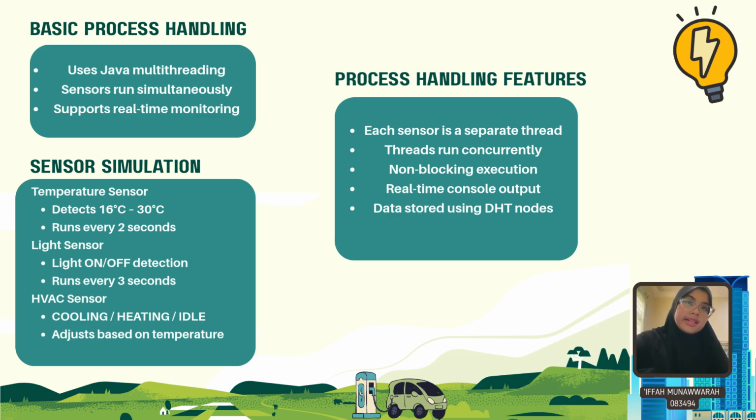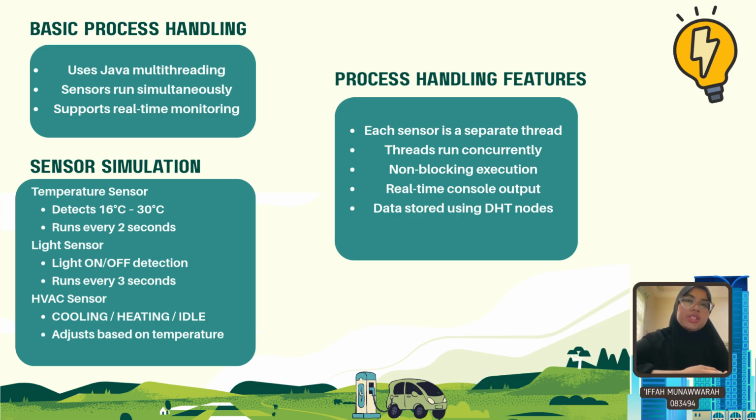Basic process handling. This slide explains the basic process handling in our smart building management system. Our system uses Java multi-threading, which allows multiple sensors to run simultaneously. This supports real-time monitoring because each sensor can collect and process data independently without waiting for other sensors.